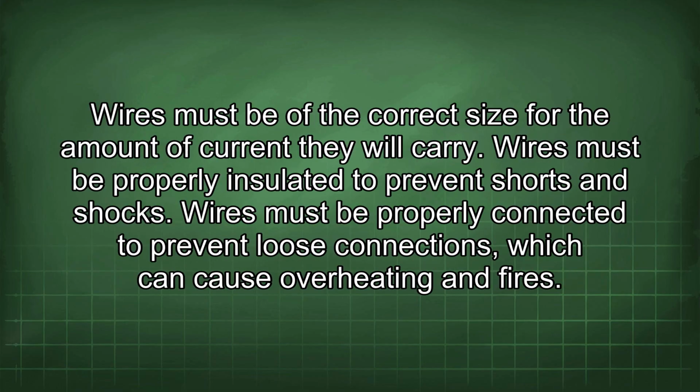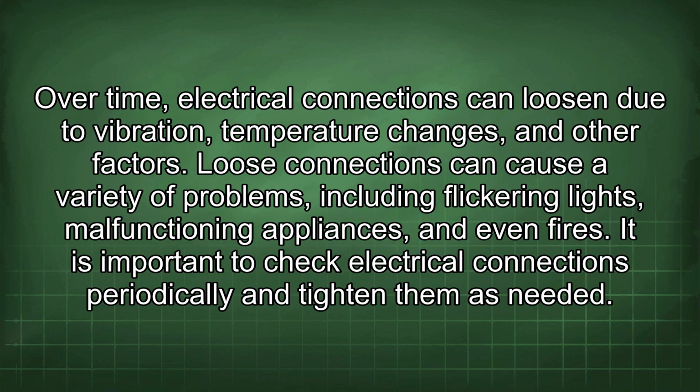Proper wiring is essential for electrical safety. Wires must be of the correct size for the amount of current they will carry. Wires must be properly insulated to prevent shorts and shocks. Wires must be properly connected to prevent loose connections, which can cause overheating and fires. Over time, electrical connections can loosen due to vibration, temperature changes, and other factors. Loose connections can cause a variety of problems, including flickering lights, malfunctioning appliances, and even fires.